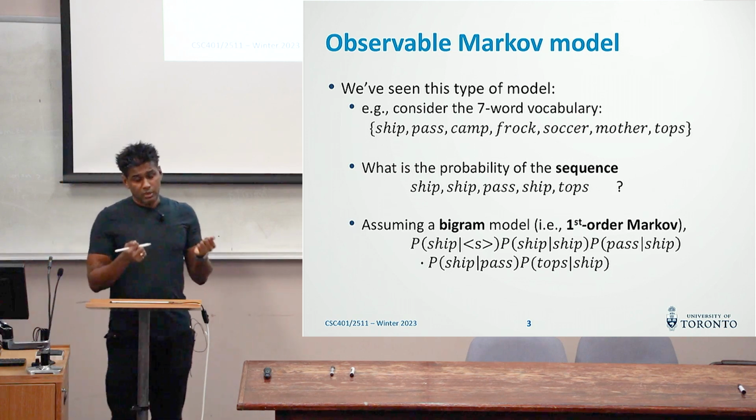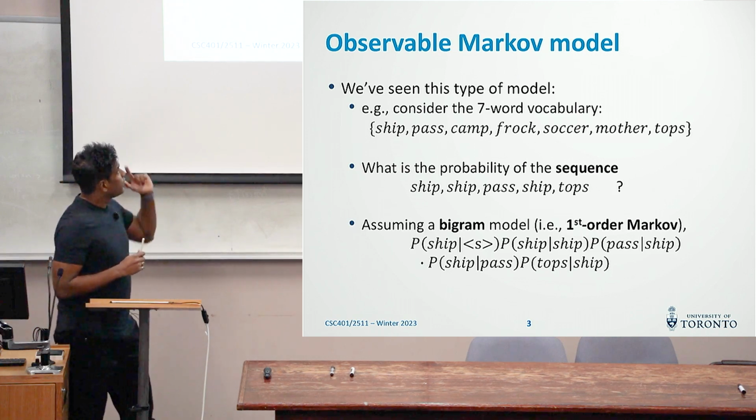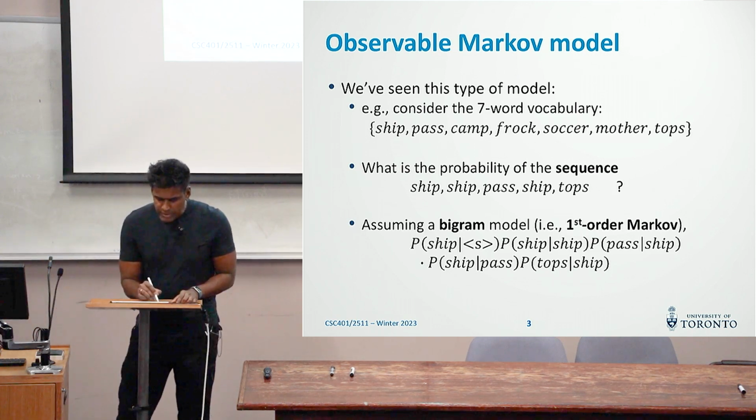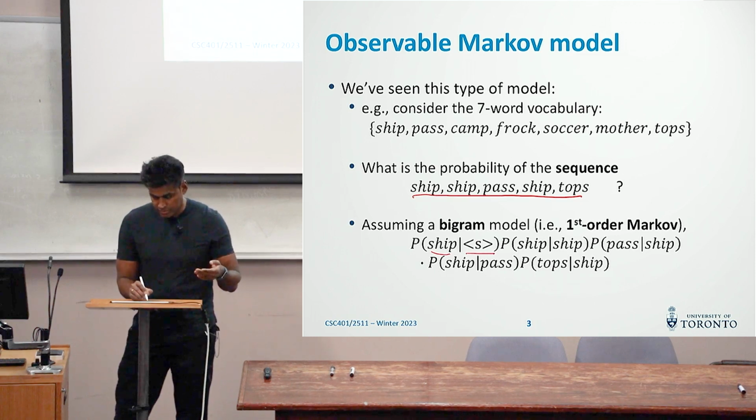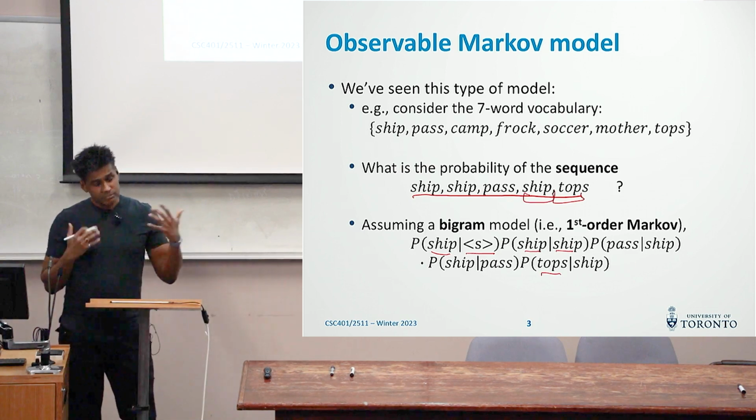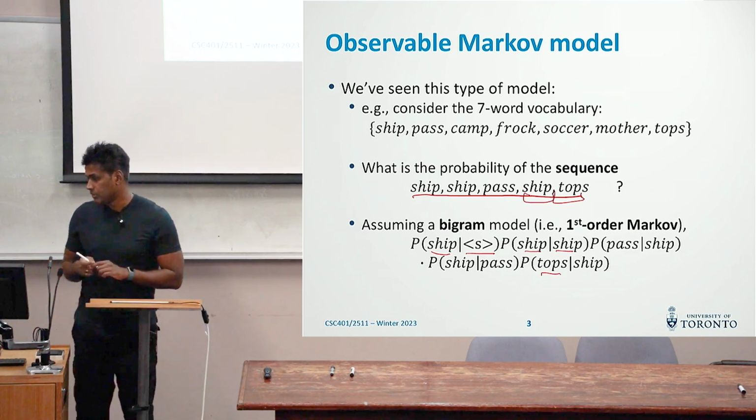So from your language modeling experience, we know that if we were to model this as a language model, then we do this as ship given our first start-of-sequence token, and then pass given the previous word, and so on until we reach tops given the previous word, which is ship, and this would give us the probability of this given sequence.